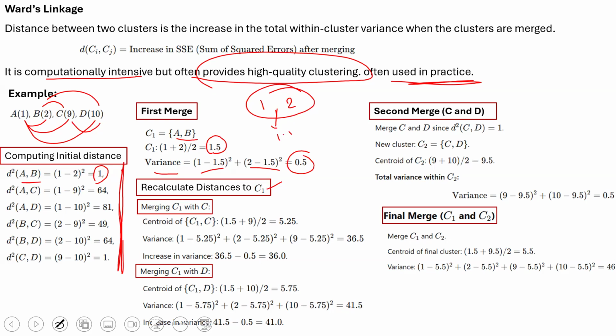Now we recalculate the distances to C1, which is the centroid of C1 comma C. Okay, so this is the C point, right? Now we've got 2 points, so the centroid of this will represent the new cluster. The new points that we have are 1.5 for A and B, 9 for C, and 10 for D. Now you calculate again the variances between the points. Okay, now this is one cluster, this is one cluster, this is one cluster, right?